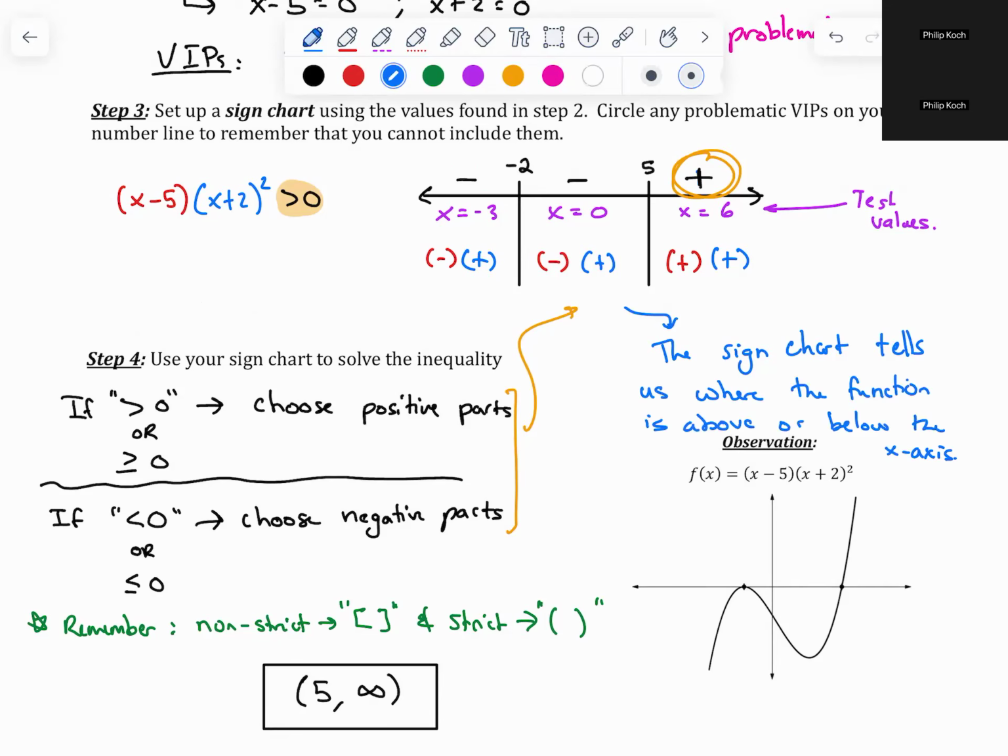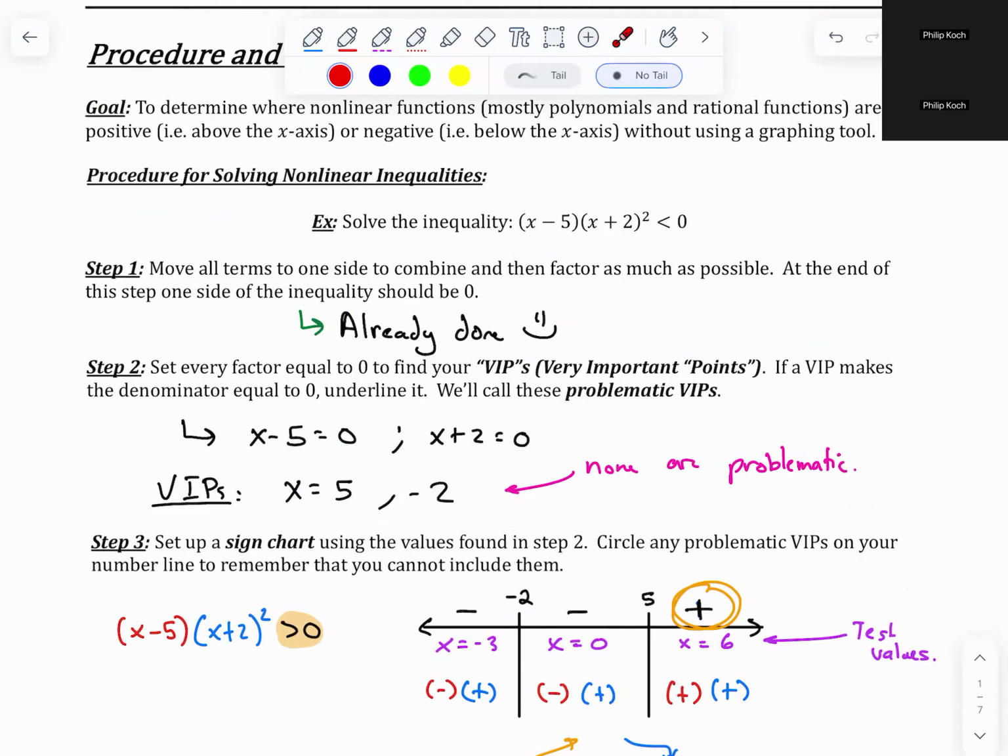Very, very excited about this. This is one of my favorite parts of teaching Math 126 because I just love doing these and I love the implication. The implication is very, very useful in understanding graphs. So this is a polynomial, x minus 5 times x plus 2 squared. That is the inequality that I'm solving. The left-hand side of this inequality is this function.